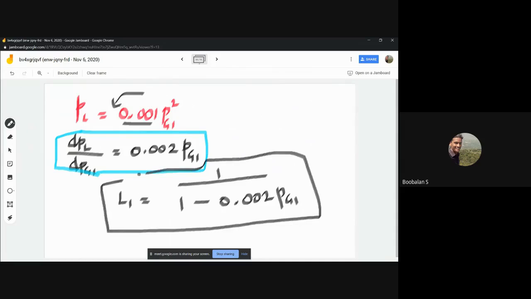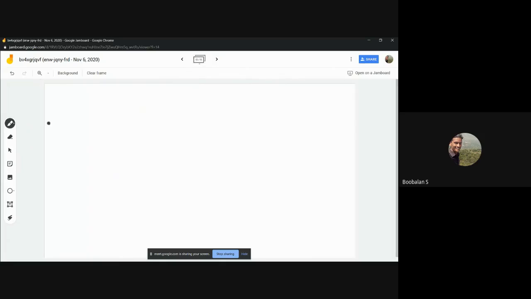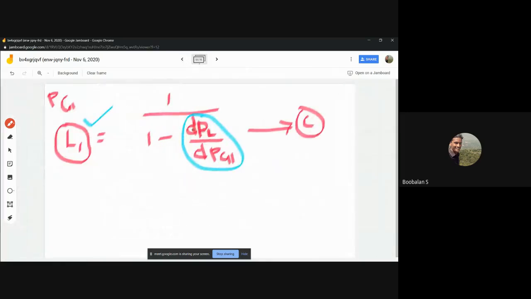The same way we need to calculate for generator 2. We need to calculate L2. So how will the L2 equation come? Just as we wrote L1, it is 1 by 1 minus dPL by dPG1. Now we need to calculate L2, the penalty factor for generator number 2. If I had one more generator P3, we would need to calculate the penalty factor L3. It is 1 divided by 1 minus the differentiation of the PL equation with respect to generator number 2.